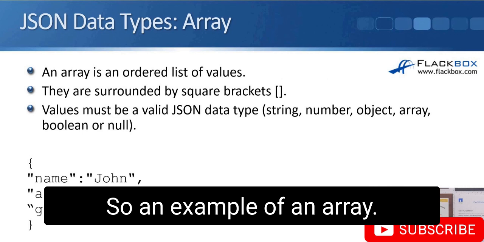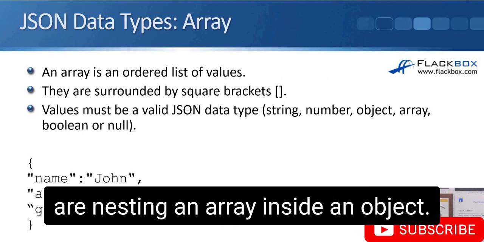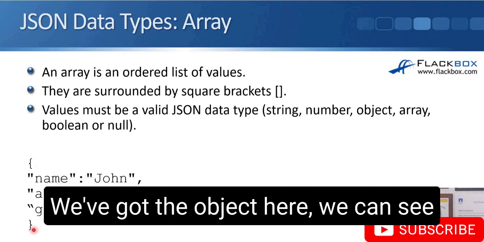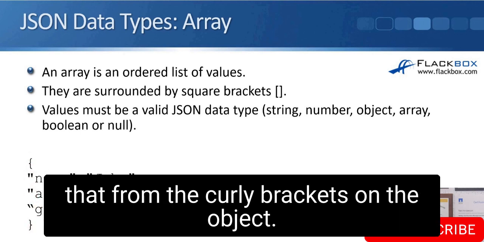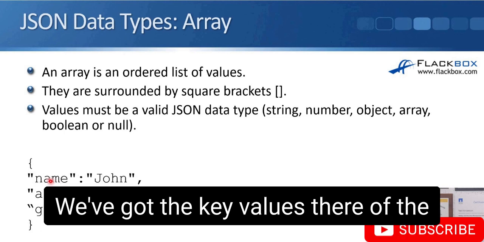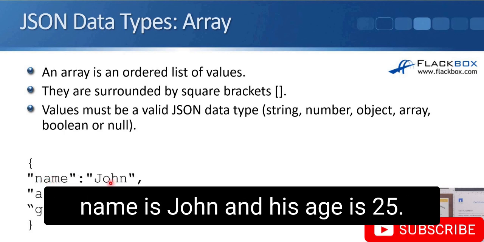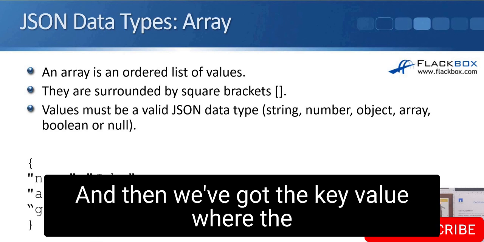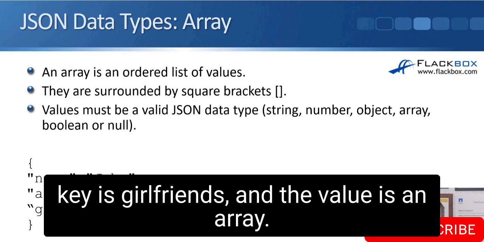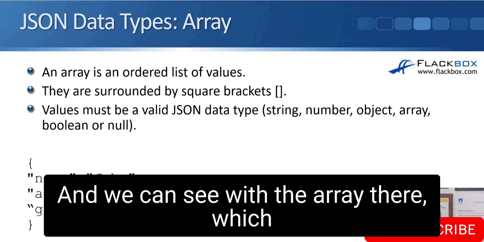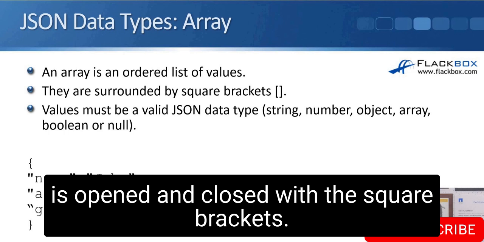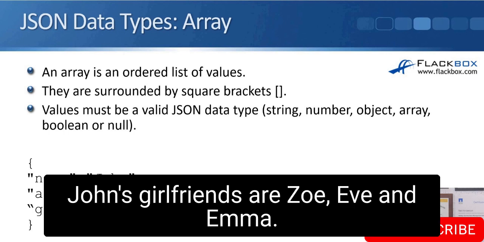So an example of an array, in fact, you can see here that we are nesting an array inside an object. We've got the object here. We can see that from the curly brackets. On the object, we've got the key values there of the name is John and his age is 25. And then we've got the key value where the key is girlfriend and the value is an array. And we can see with the array there, which is opened and closed with the square brackets, we've got the list there of John's girlfriends are Zoe, Eve, and Amy.